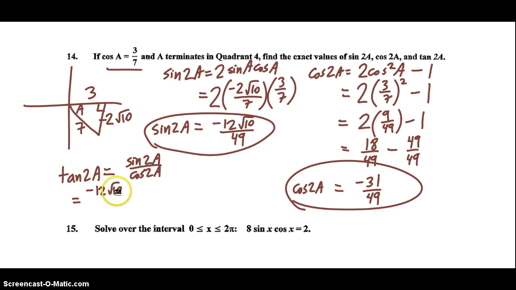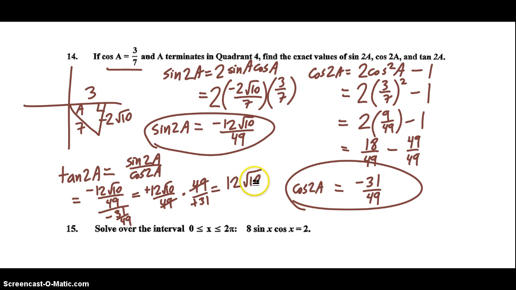Negative 12 radical 10 over 49 divided by negative 31 over 49. Keep, flip, change: keep the first fraction, flip the second, 49 over negative 31, and change it to multiplication. One will notice that these negatives drop out, and the 49s drop out as well. Nothing else really reduces.